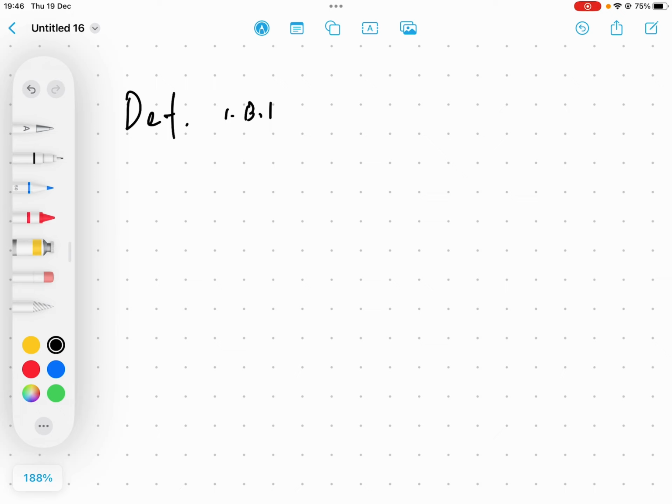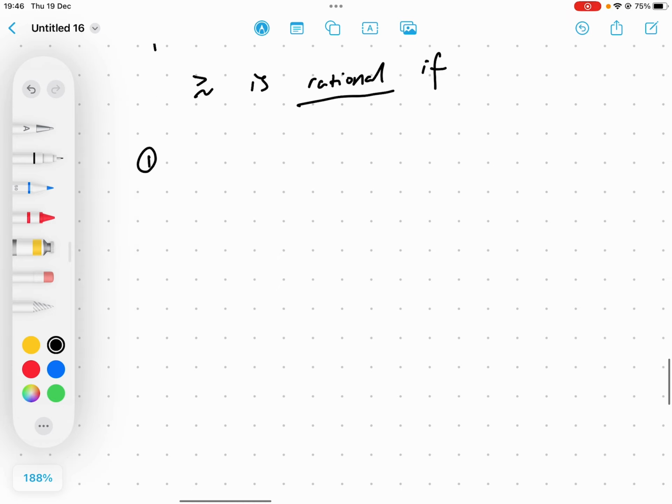So we say that a preference relation, a weak preference relation, is rational if it has the following two properties. The first one is completeness.